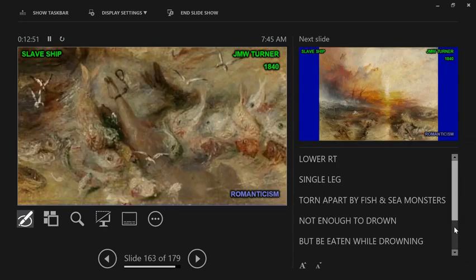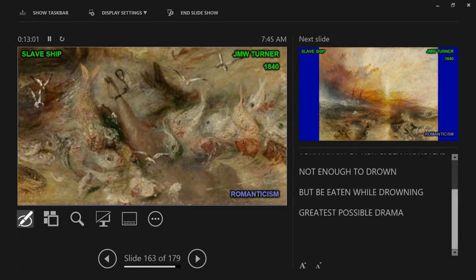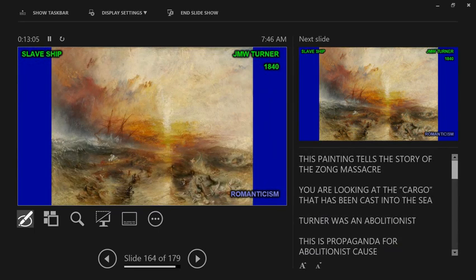This leg is coming out of the water, and is being torn apart by fishes and sea monsters. So it's not enough to drown, but to be eaten while you are drowning is the greatest possible drama, or the worst possible situation. So this painting tells the story of the Zong massacre, and you're looking at the quote unquote cargo that has been cast into the sea.